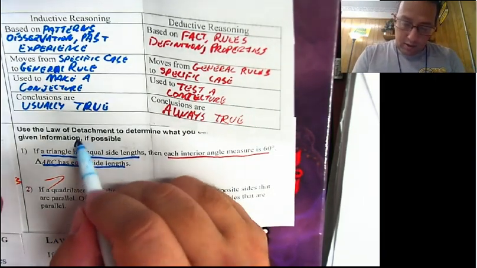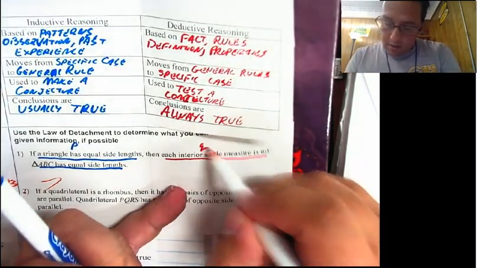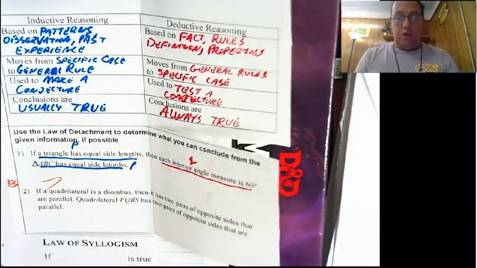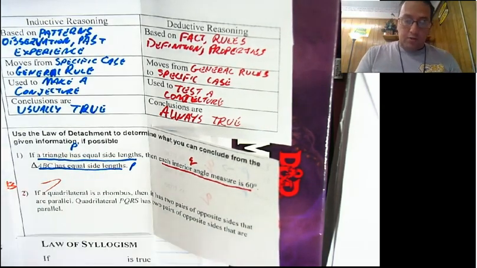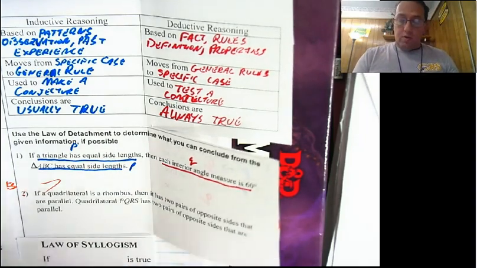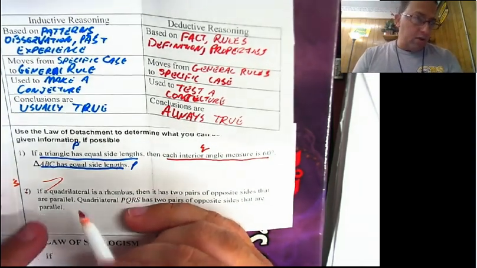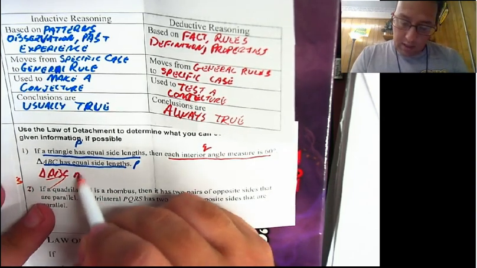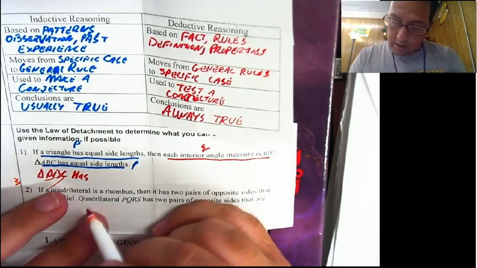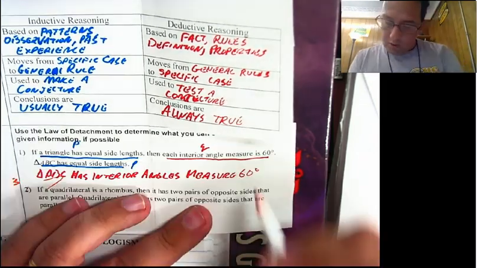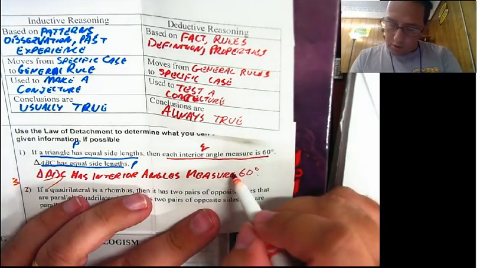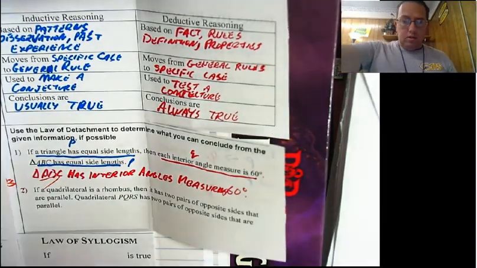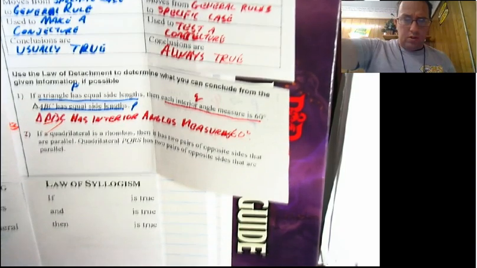All right. This is P. This is Q. And here I am saying that P is true for this specific triangle. And if P is true for this specific triangle, then Q must also be true for that specific triangle. And so I can conclude that triangle ABC has interior angles that measure 60 degrees. Well, measuring would be better grammar. Measuring 60 degrees.